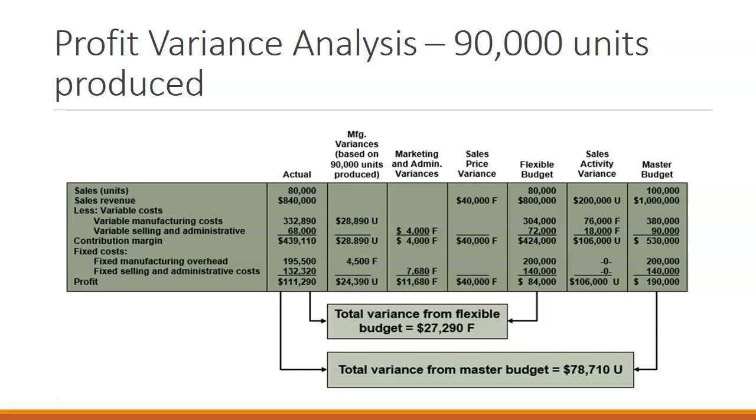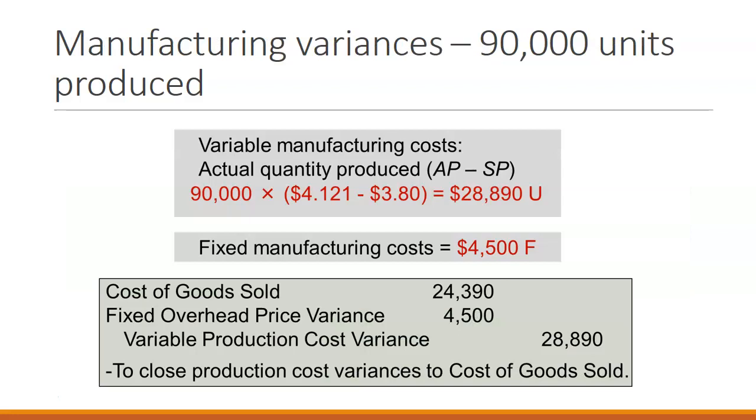So that 90,000 units produced affects our manufacturing variances because we allocate overhead based on the units of production and not necessarily on the number of units sold. That goes into cost of goods sold versus cost of goods manufactured. So we're looking at our manufacturing variance. We have our actual quantity produced times our actual price minus our standard price. So we produced 90,000 units. We had a standard price of overhead allocation of $3.80 per unit.